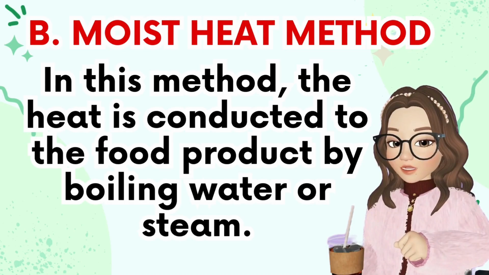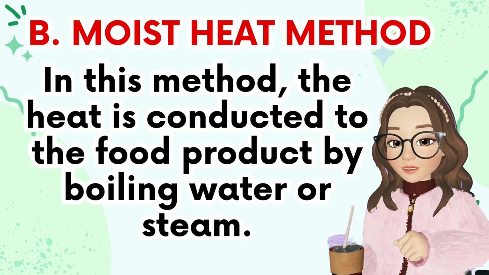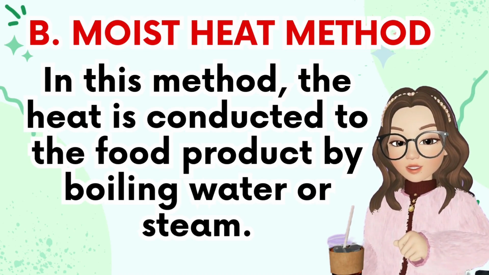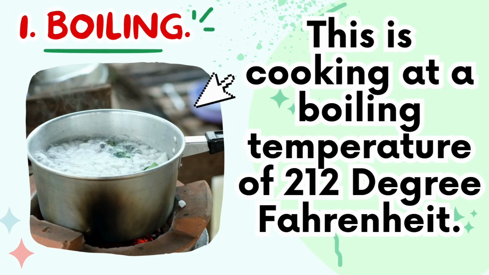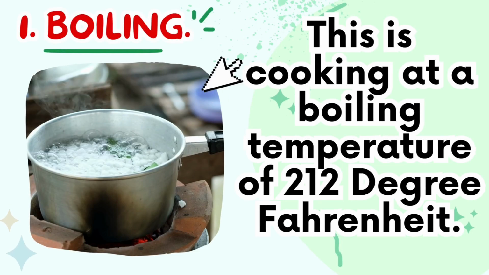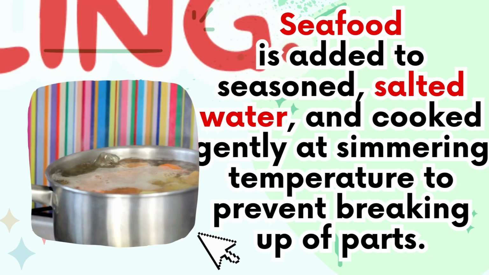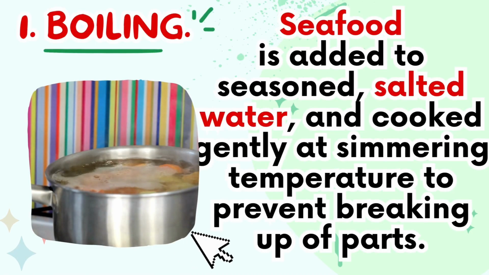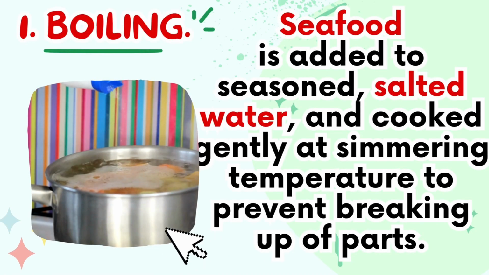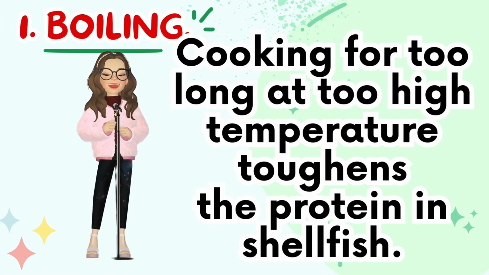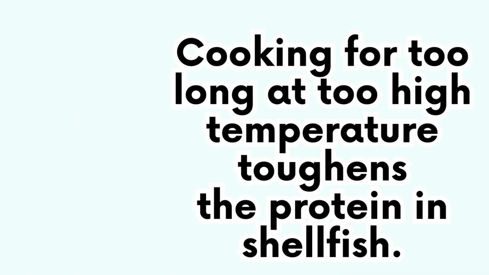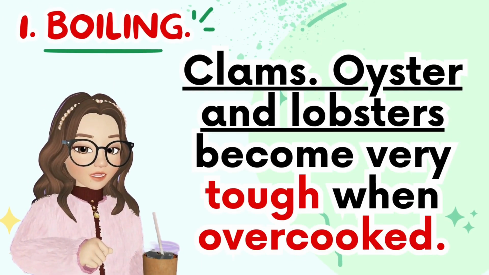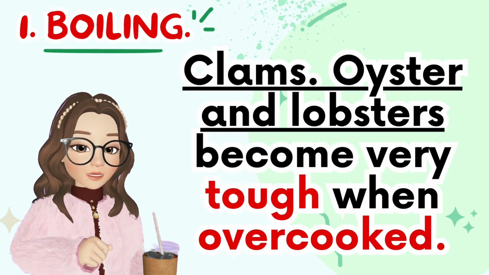Letter B. Moist heat method. In this method, the heat is conducted to the food product by boiling water or steam. Number 1. Boiling. This is cooking at a boiling temperature of 212 degrees Fahrenheit. Seafood is added to seasoned, salted water and cooked gently at simmering temperature to prevent breaking up of parts. Cooking for too long at too high temperature toughens the protein in shellfish. Clams, oyster and lobster become very tough when overcooked.